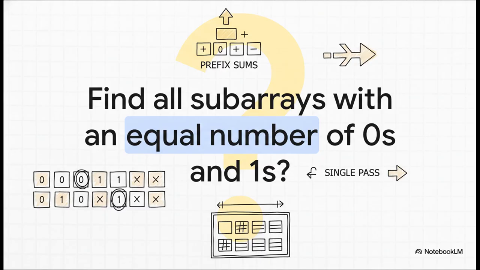All right, let's hit the ground running with our main challenge for today. Imagine you've got an array, and it's filled with nothing but zeros and ones. Your task? Find every single contiguous chunk, every subarray that has a perfectly equal number of zeros and ones. Now sure, you could check every single possibility, but that's going to be way too slow. The real trick, the goal here, is to nail this in just one single efficient pass through the array.